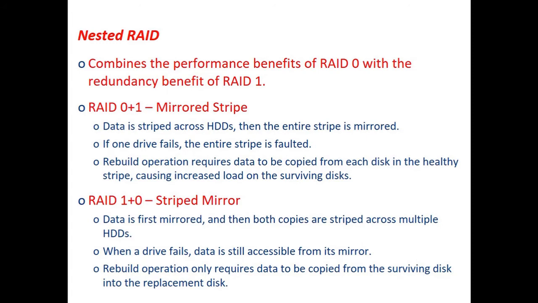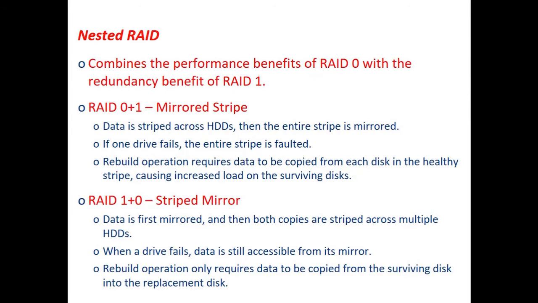The second category of nested RAID level we have is RAID 10. It's also called striped mirror. As the name suggests, we first implement RAID 1 and over that we implement RAID 0. So data is first mirrored in case of RAID 10 and then both the copies are striped across multiple hard disk drives.